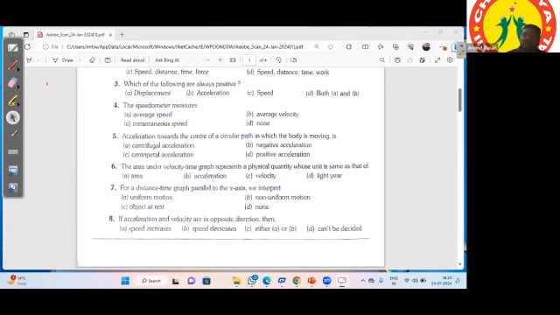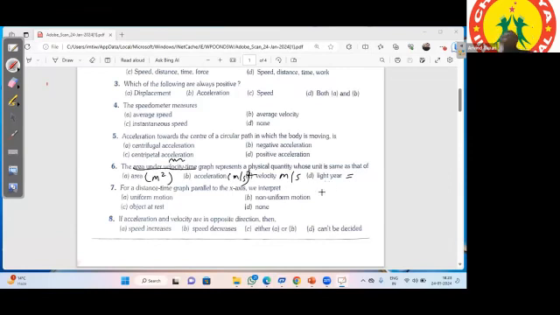Area has units meter square, but we want something which has the unit meter. The area under the velocity time graph will be in meter. Acceleration is meter per second square. Velocity is meter per second. And what about the light year?